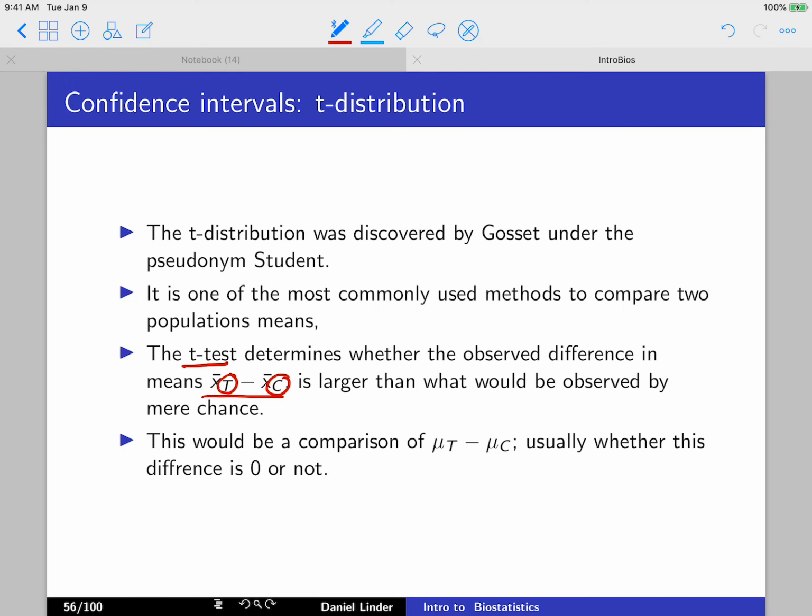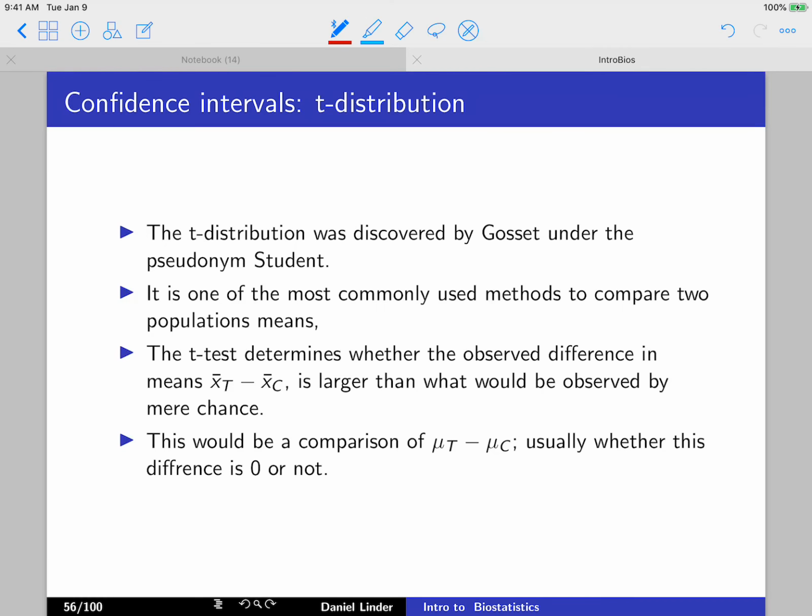If it is, if we could observe a difference like this just by chance, then we wouldn't reach a level of significance. We wouldn't say that there's a difference. But if we have a very small probability of observing a large difference like this by chance, that's when we would reject a null. We're going to talk more on this later, okay?